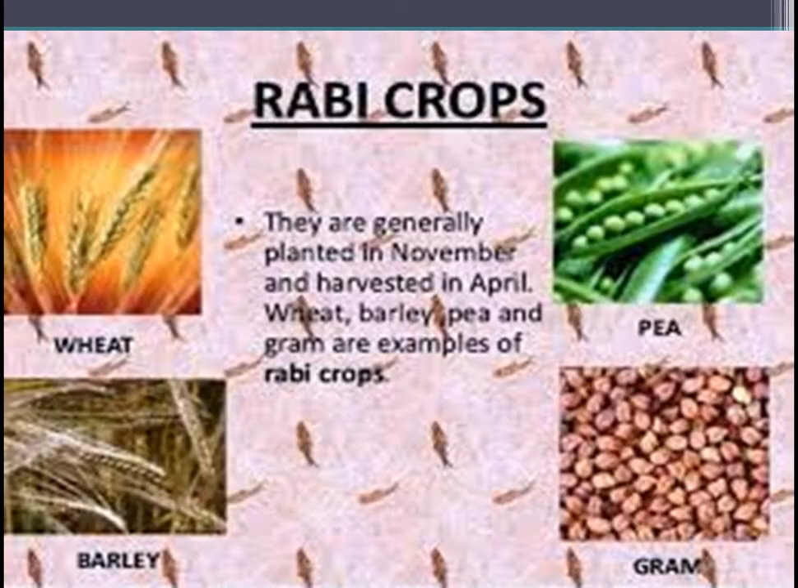Next, Rabi crops: wheat, barley, gram, peas. These are generally planted in November and harvested in April. Observe the photograph.